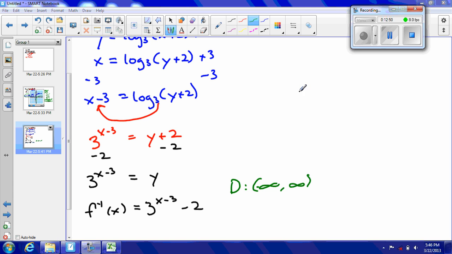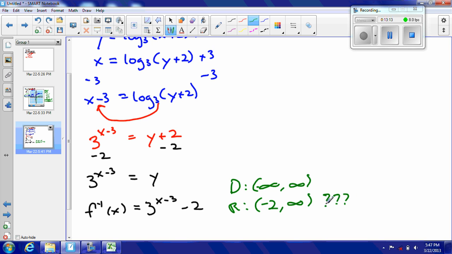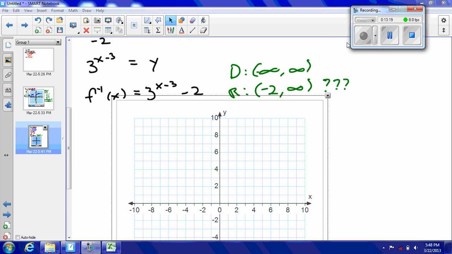Now, the domain of my original function was negative 2 to infinity. So that should be the range of my inverse. Well, I think what we need to do is graph the inverse here and see if that is in fact the case. Let's graph the inverse, again, starting with the parent function. So my parent function here would be 3 to the x. Notice it's an exponential function.